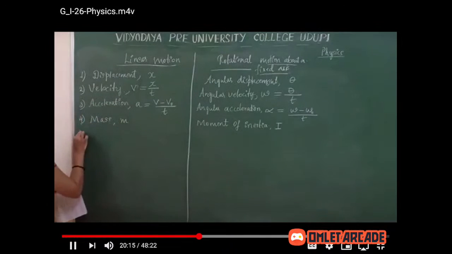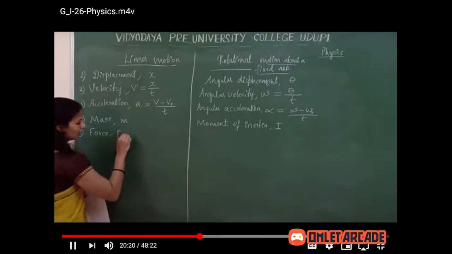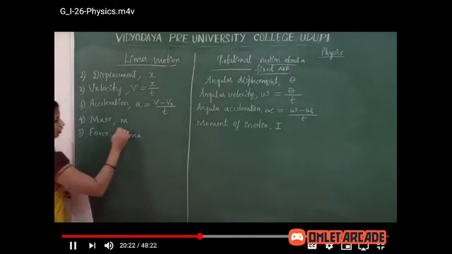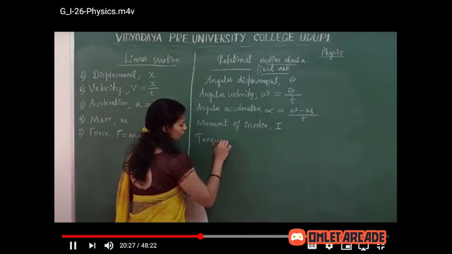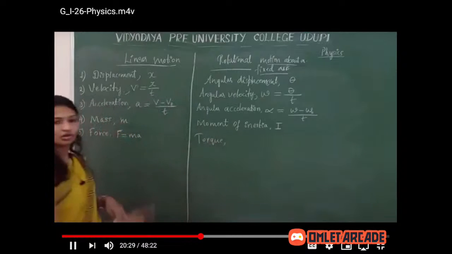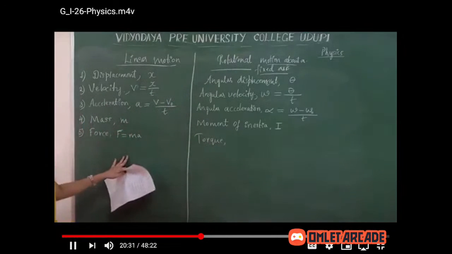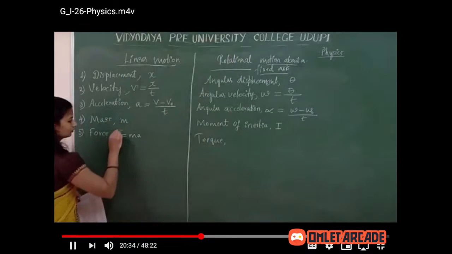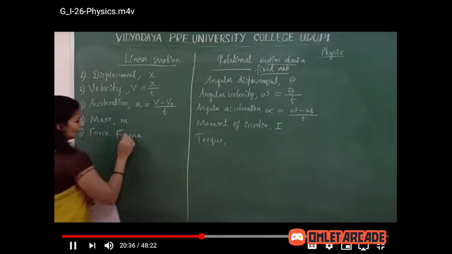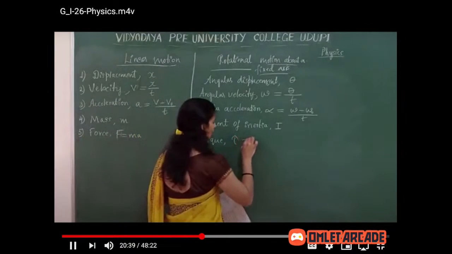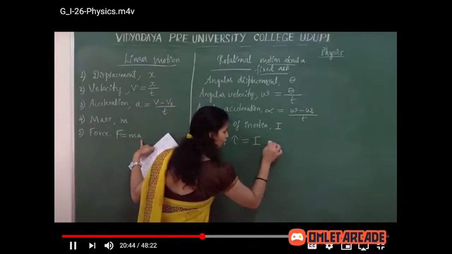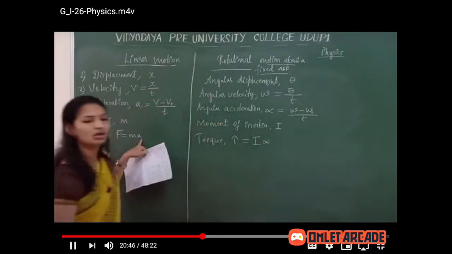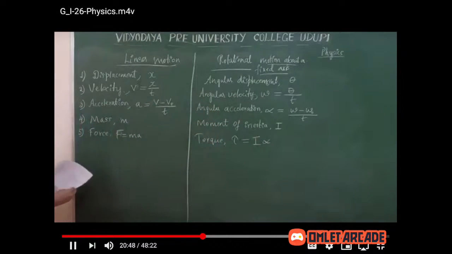Next. Force. F equal to m into a. Here it is torque, right? Torque is the rotational analog of force. The notation is tau, which is equal to I into alpha, in place of m into a. Next.